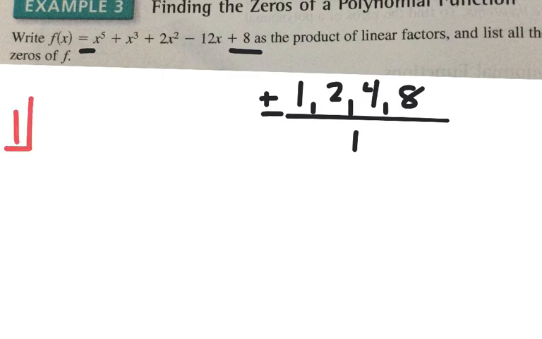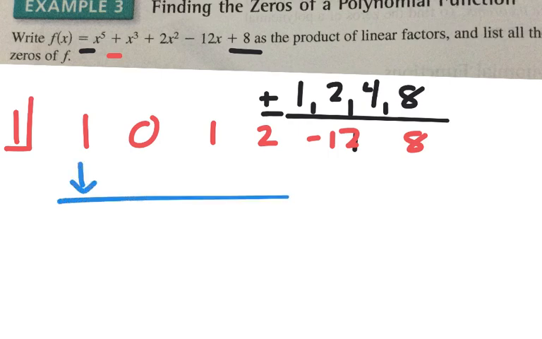Okay? Also, make sure when we're writing out our coefficients, there is no x to the 4th term. So I have to make sure I have a placeholder. So I have x to the 5th, x to the 4th, x to the 3rd, x to the 2nd, x to the 1st, constant. Bring down the 1. 1 times 1. Again, I can't talk and do this, sorry.